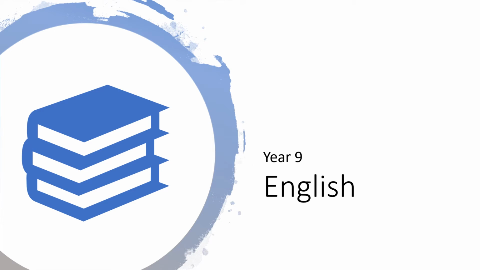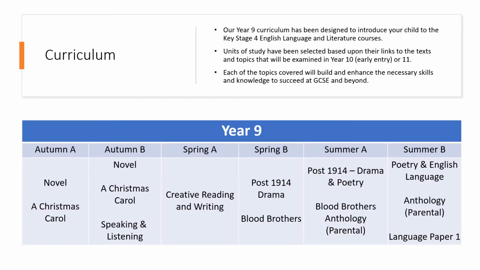Today I'm going to run through some key information and details that you will need for your child in Year 9 English. The Year 9 English curriculum at Oxted has been designed to introduce your child to the Key Stage 4 English Language and Literature course. Our units of study have been selected based upon their links to the texts and topics that will be examined in Year 10 for our early entry pupils or in Year 11. Each of the topics covered will build and enhance upon the necessary skills and knowledge that your child will need to succeed at GCSE and beyond.